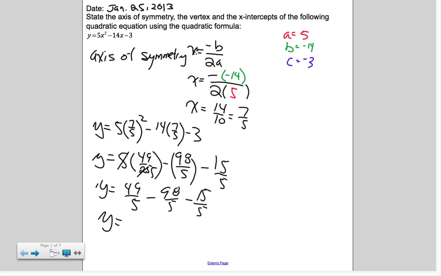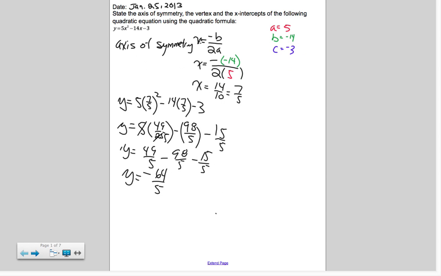So what's y is equal to? 49 minus 98 is negative 49, minus 15 is minus 64 over 5. Did I answer the question? No. Some of us in the summer just figured out the y value for me. That's not telling me what the vertex is. Therefore the vertex is 7 over 5 and minus 64 over 5.